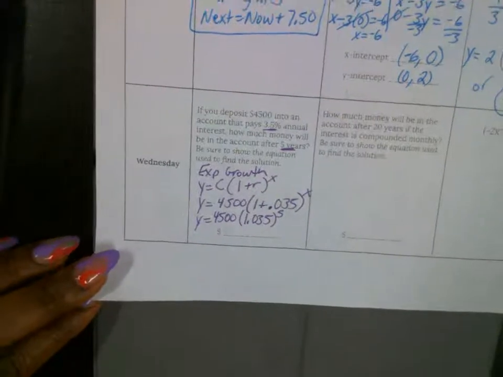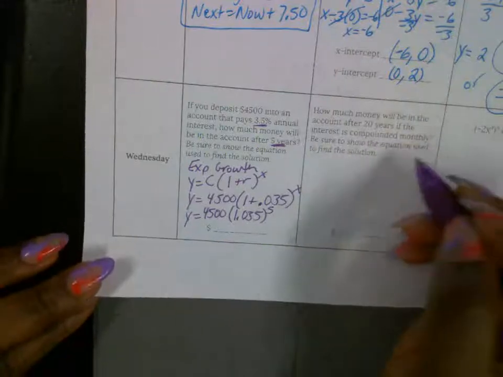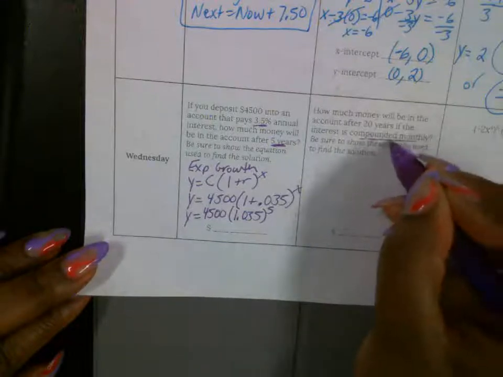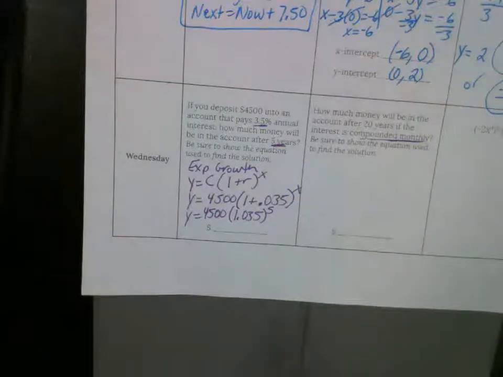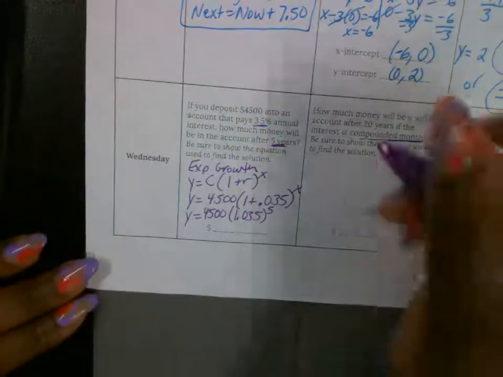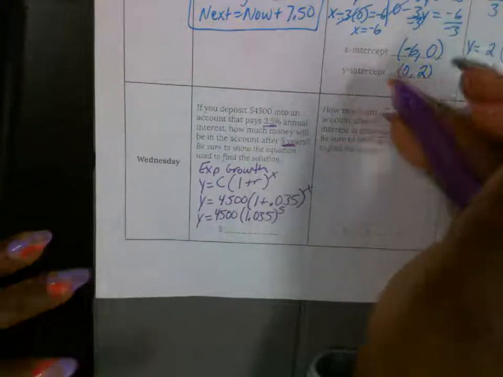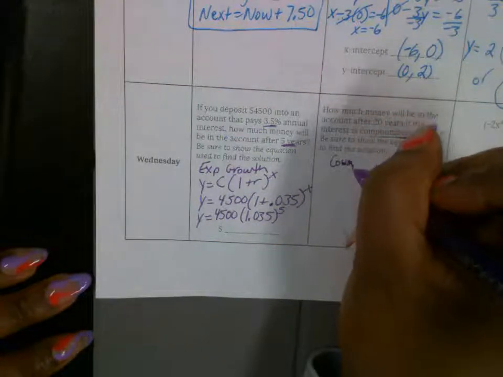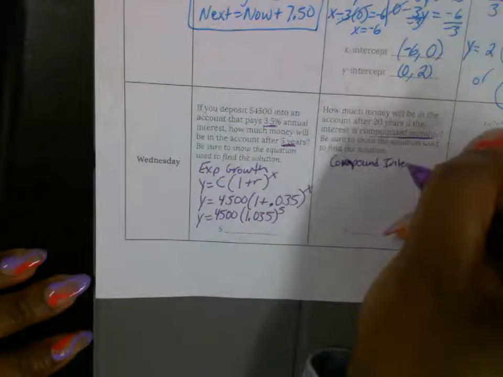All right. So let's go over the second one. How much money will be in your account after 20 years if the interest, now here we go, is compounded this time? It's compounded monthly. Okay. So we're taking the same scenario, but this time it's compounded monthly. So what formula are we going to use for the second one? The compound interest formula. All right. What's the compound interest formula?